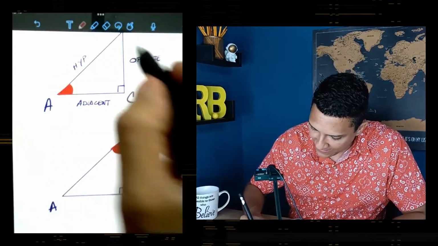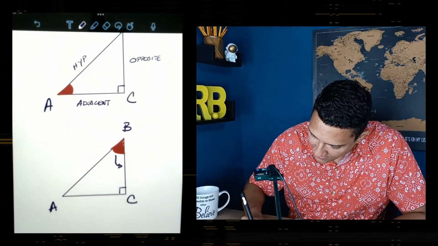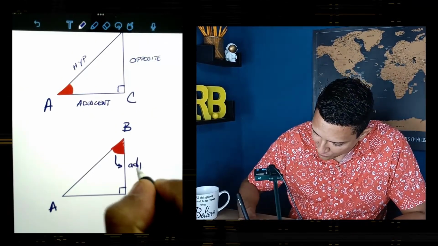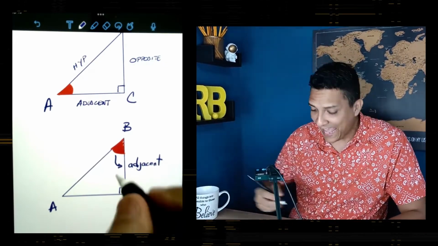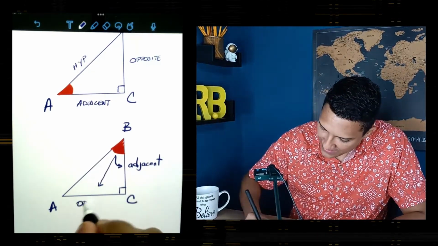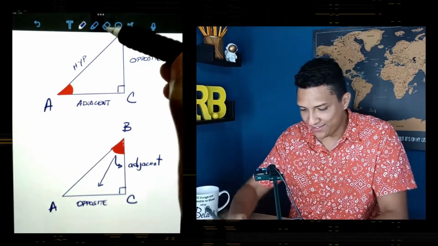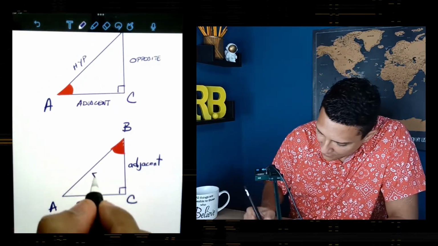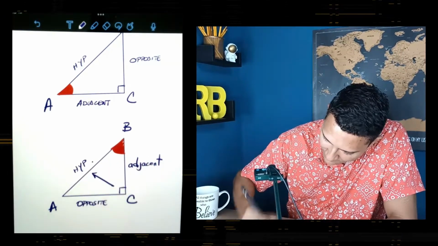Notice that now the nearest side to the angle of reference is this one that is here, and this one is going to be the adjacent side, okay? And now the one that is in front is this one, and this is the opposite side. The only one that's still the same is the hypotenuse. Why? Because the hypotenuse is always in front of the 90 degrees.